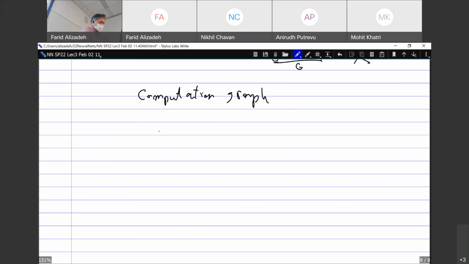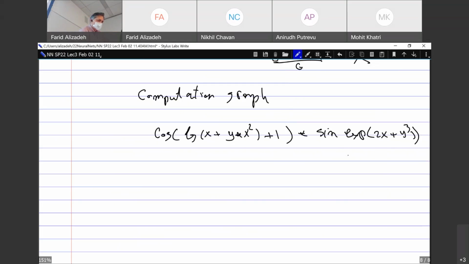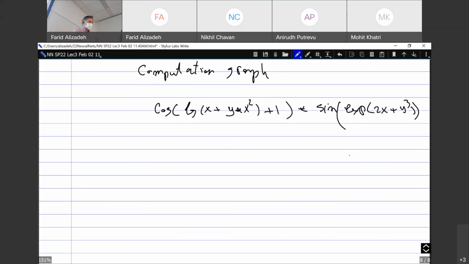So let me make a messy thing like cosine of log of x plus y times x squared plus 1, times the sine of exp of 2x plus y cubed, okay? So it's just a totally random, nonsensical function. So what is the computation graph? First of all, there are variables and there are some constants. So there is x, there is y, there is 1, and so on.